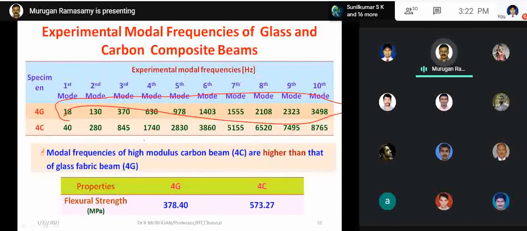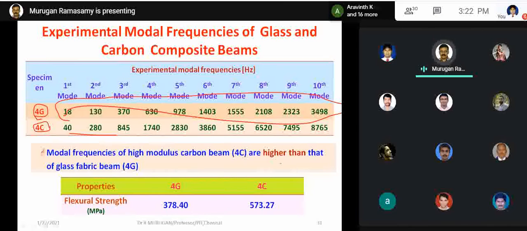For this study, we evaluated the first 10 modes. If you see the modal frequency values, those for the carbon beam are always on the higher side compared to the glass beam, because the stiffness of the carbon is more than that of the glass beam.